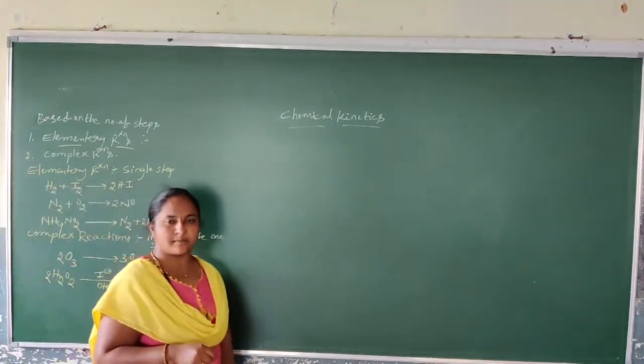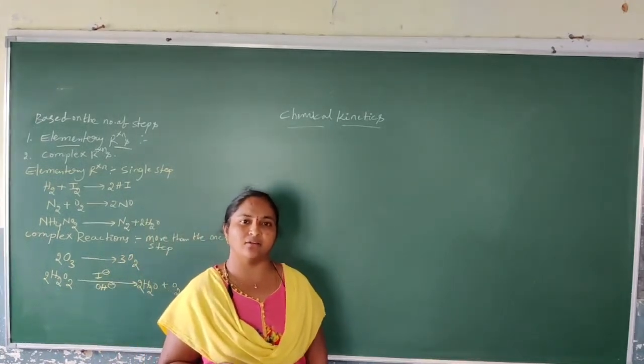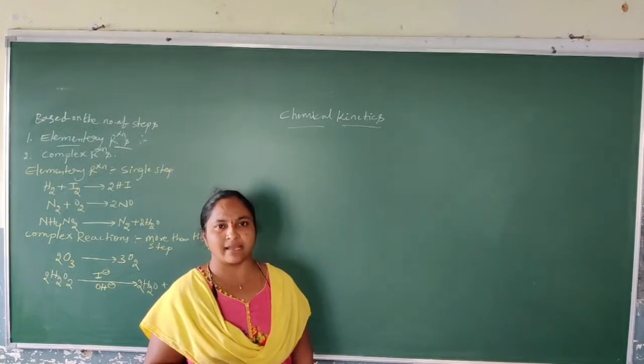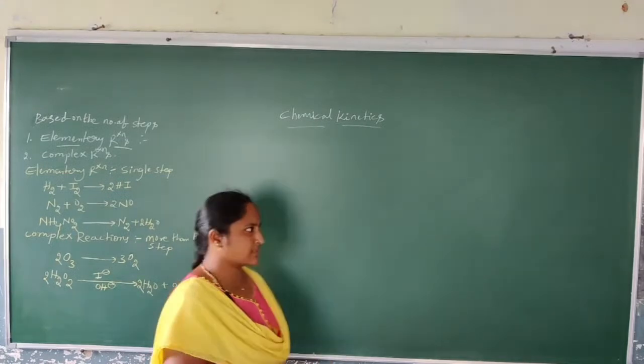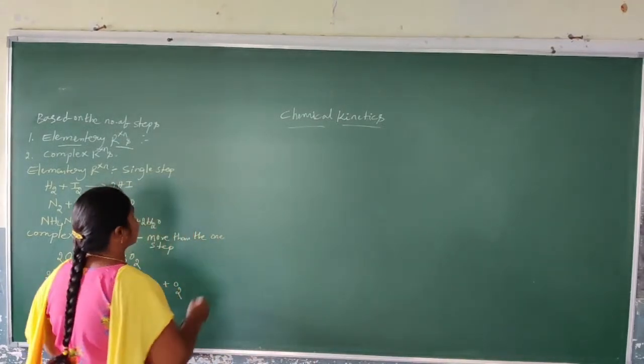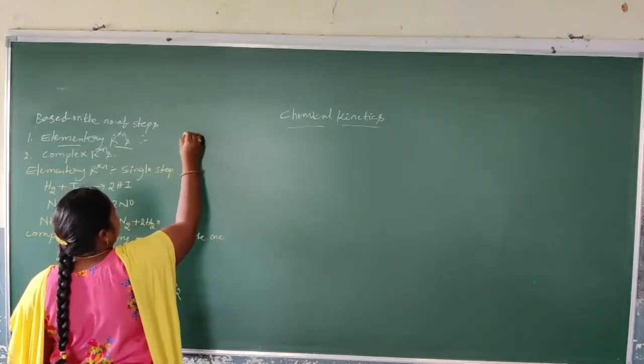So based on these steps, reactions are classified into two types: elementary reactions, which are completed within a single step, and complex reactions, which are completed in more than one step. Next our topic is order of a reaction.